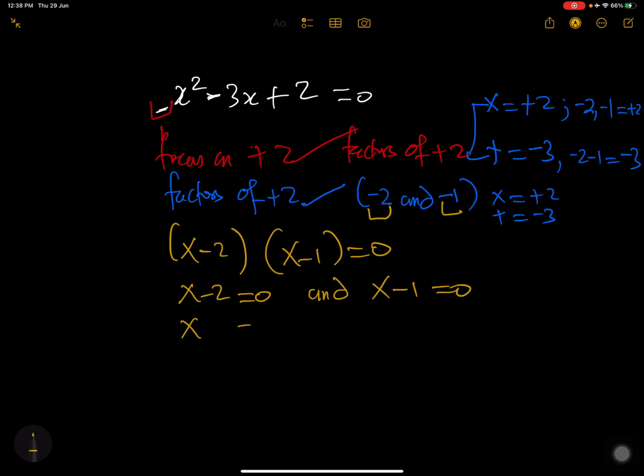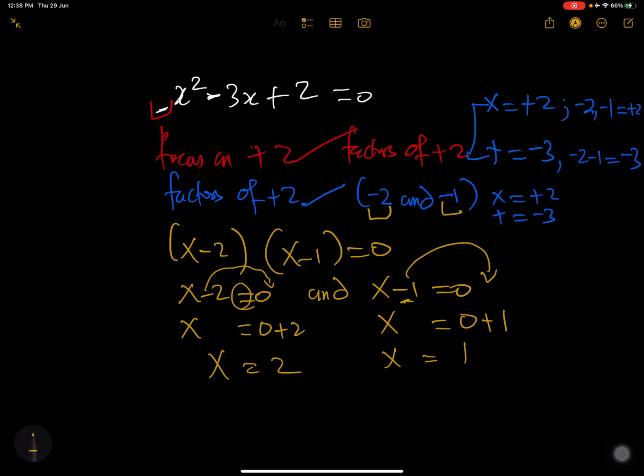So here it gives us x is equal to 0 plus 2. Why plus 2? Because this 2 is going to cross the equal to sign, and then it's going to give us x is equal to 2. And the 1 is also going to cross, so the sign here will change to plus 1. You get x is equal to 1. And you get x is equal to 2. So I hope the first way works.